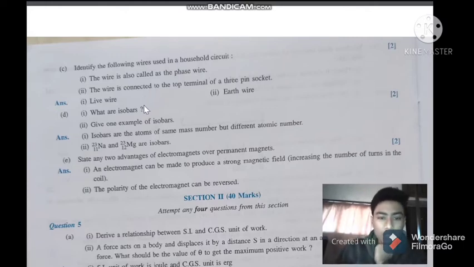And that is, what are isobars? Question number D. Isobars are the atoms of the same mass number but different atomic number. Okay, and give one example. Sodium with mass 23 and magnesium with mass 23. So both of them have 23 mass number each, but their atomic numbers differ by 1. So it's 11 for sodium, 12 for magnesium.